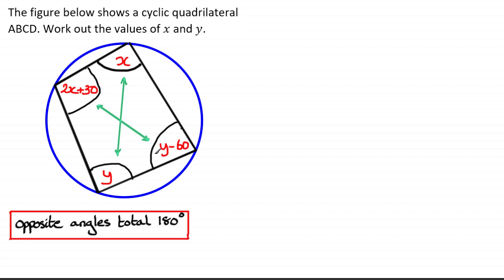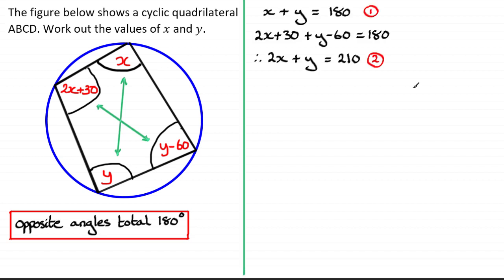So let's put these equations up then. Form these simultaneous equations. The first one, x plus y equals 180, and the other one is this pair, 2x plus 30 plus y minus 60 equals 180, and I've simplified it to 2x plus y equals 210. So there's our two simultaneous equations, and if you work through this you'll find that the y's are exactly the same in both equations.